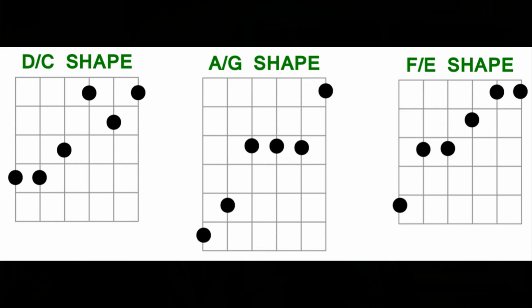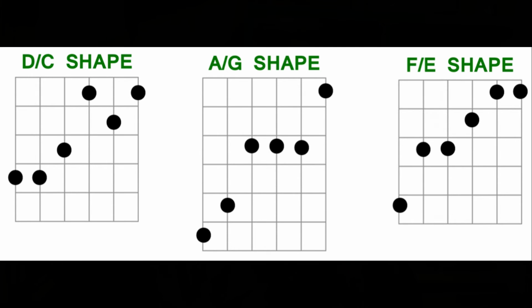The DC shape has the D shape on the first 3 strings. It has a C shape on strings 2, 4, and 5. And if you really want to think about it, if you look at that, the 4, 5, and 6, that is a classic E shape. It's just on the bottom 3 strings.